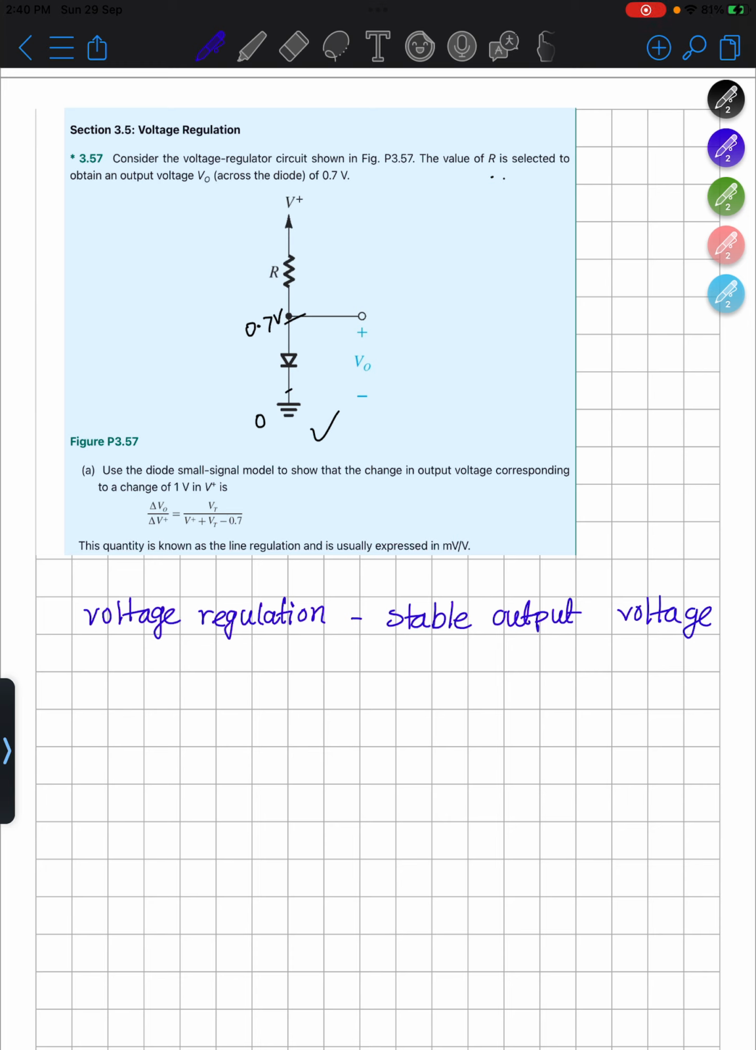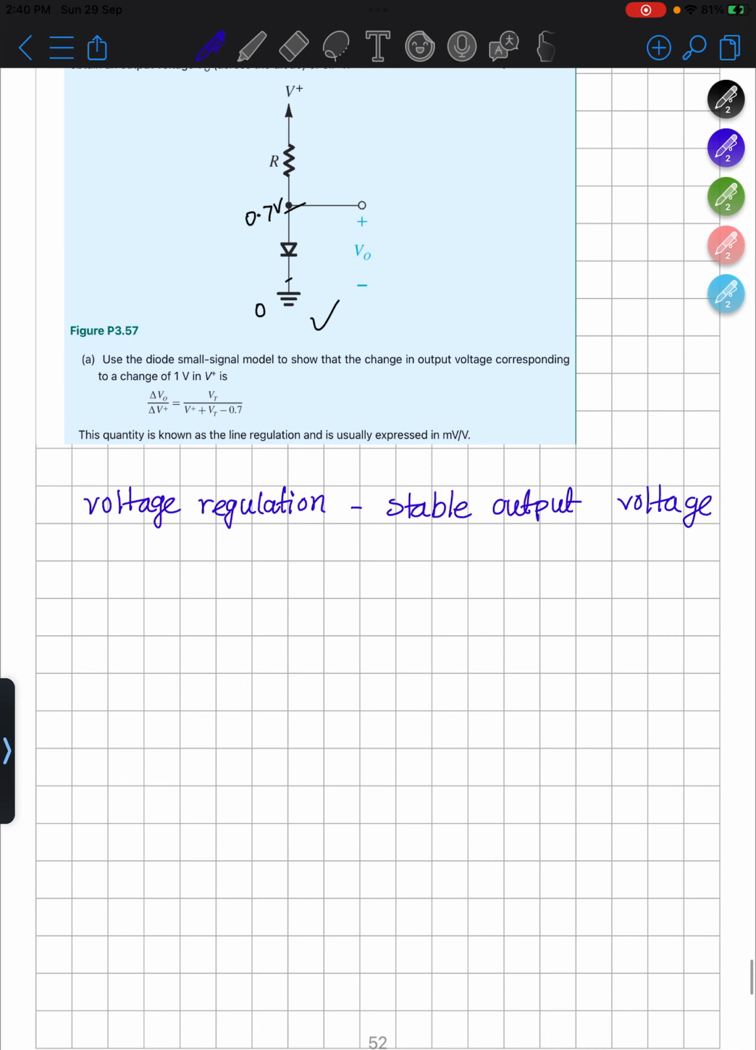In power supply circuits, sensitive electronic components like the microcontroller and sensors need a constant voltage to operate correctly. So in this problem, we have to analyze the voltage regulation using a small signal model for the diode. We know that the diode small signal model approximates the diode's behavior for a small variation in voltage.